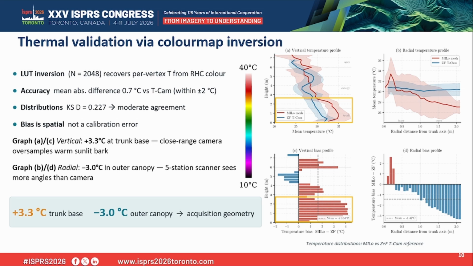And this we justify by the fact that we had a close range camera lens sampling warm sunlit bark. The same behavior for radial analysis on the graph D, where we had a minus 3 Celsius degrees in the outer canopy. And this maybe is due to the fact that the acquisition by camera has been terrestrial and we didn't integrate a UAV acquisition also from the top of the canopy. So the scanner sees more angles than the camera in that case.